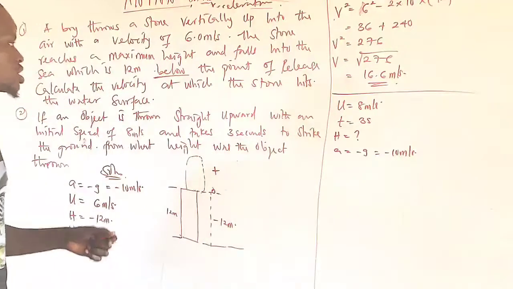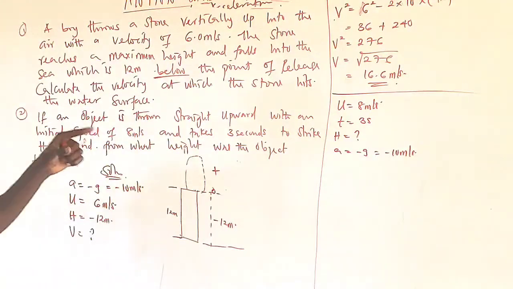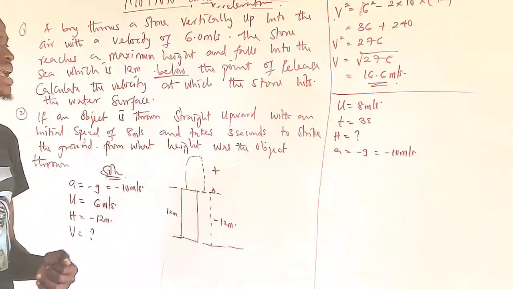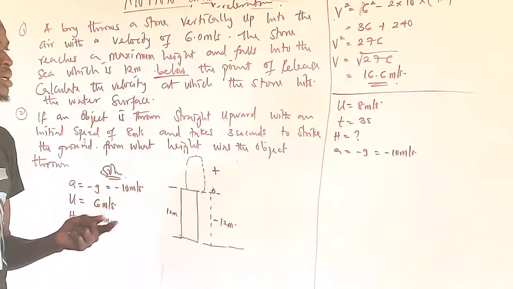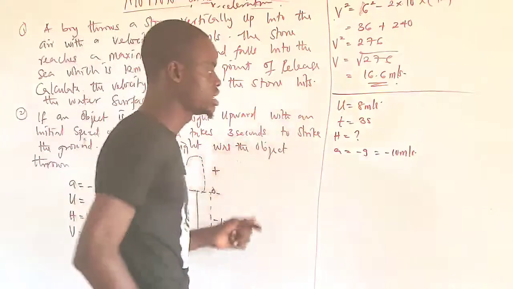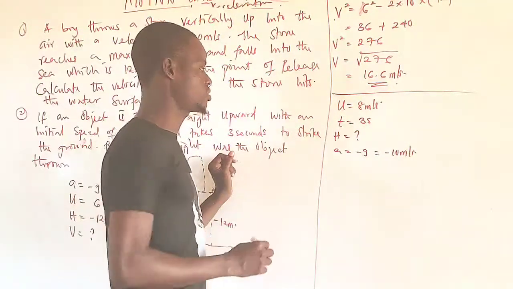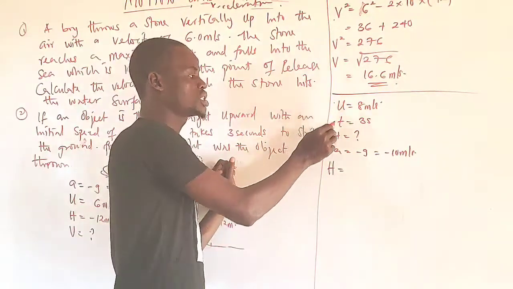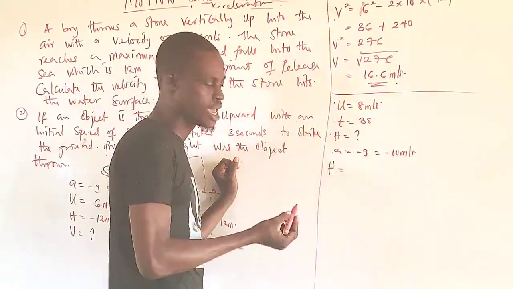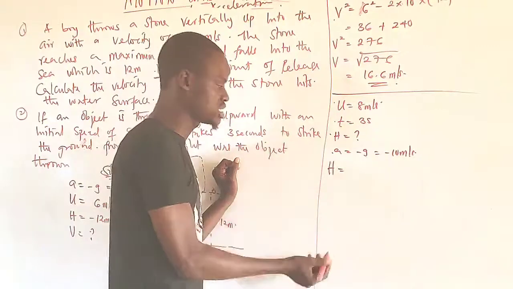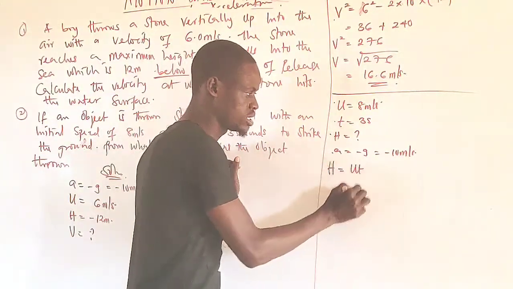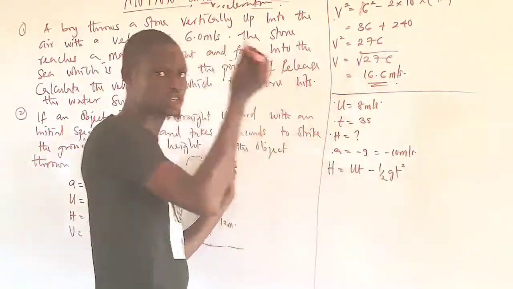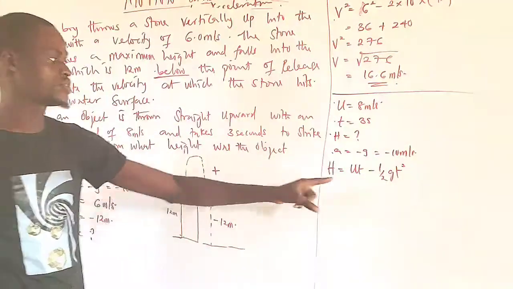Now the question asks us to find the height of throw. How do we get the height of throw? We already know that my u is 8 and t is 3. Since v is missing here, use the equation that relates only u, t, h and a. The only equation that has v missing is h equals ut minus half g t squared, because you throw it upward.